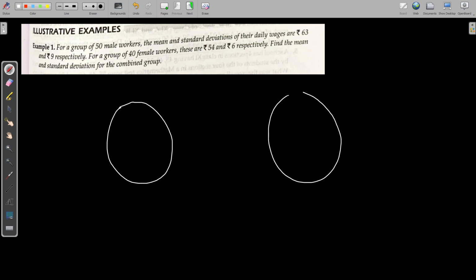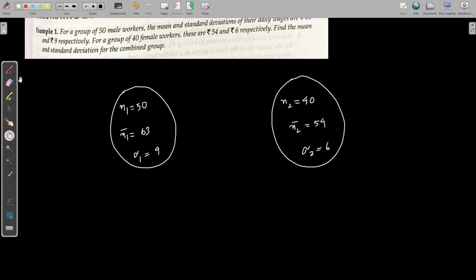It's given for a group of 50 male workers. Let's make the samples. So n1, there are 50 male workers, the mean and standard deviation. The mean for the male workers is 63 rupees and standard deviation is 9 rupees. Then for the female group there are 40 female workers and their mean is 54 rupees. Standard deviation is 6 rupees. Find combined mean and combined standard deviation.